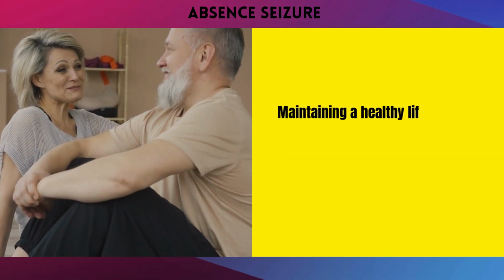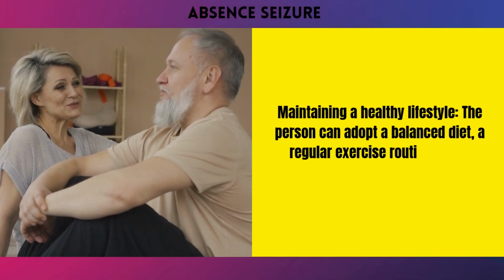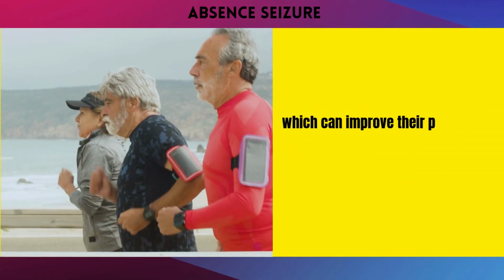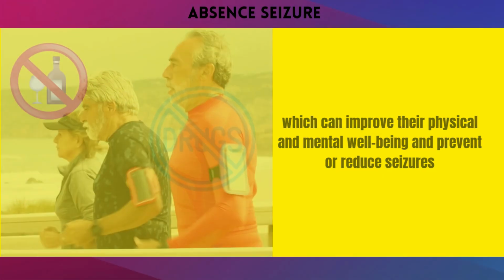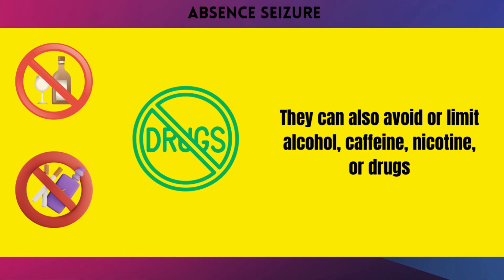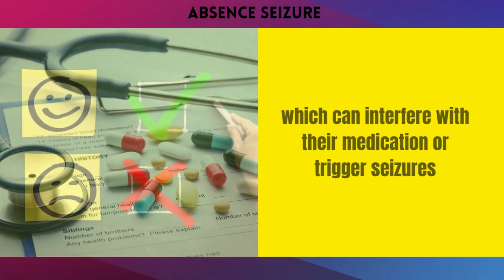Maintaining a healthy lifestyle. The person can adopt a balanced diet, a regular exercise routine, and good sleep hygiene, which can improve their physical and mental well-being and prevent or reduce seizures. They can also avoid or limit alcohol, caffeine, nicotine, or drugs, which can interfere with their medication or trigger seizures.